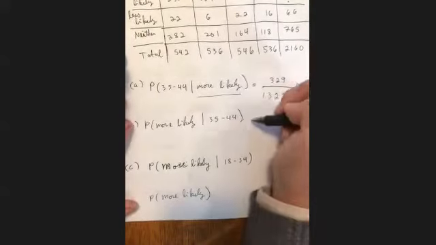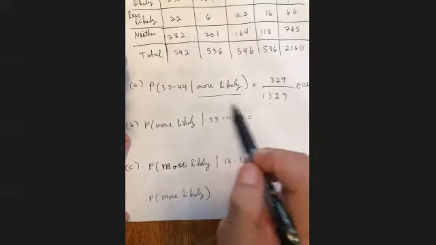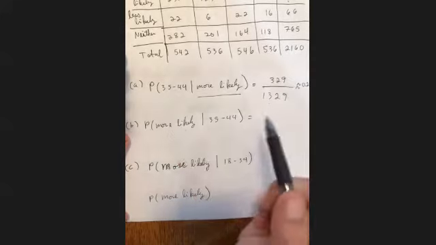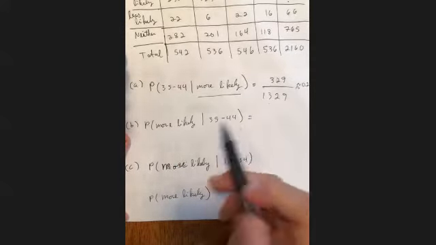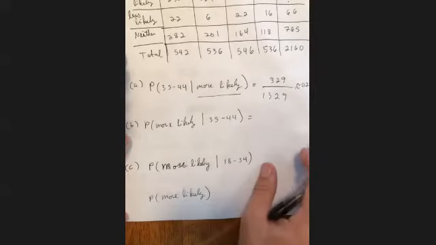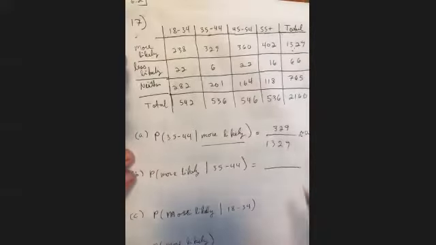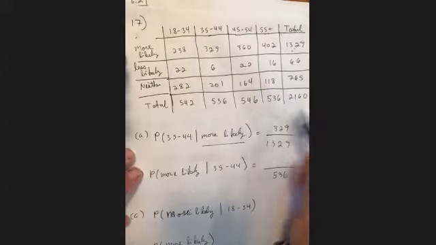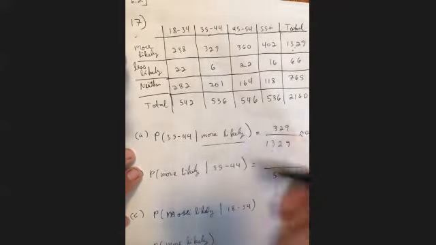Okay, so now we're asked, what's the likelihood of walking into the room where we've sorted everyone according to age and all the 35 to 44s are in that room? We grab someone at random and ask them what their answer to the survey was. And our question is, what's the probability that their answer was more likely? All right, so how many 35 to 44s are there? The grand total there was 536. So we're now just in this column. How many more likelies were there? 329.